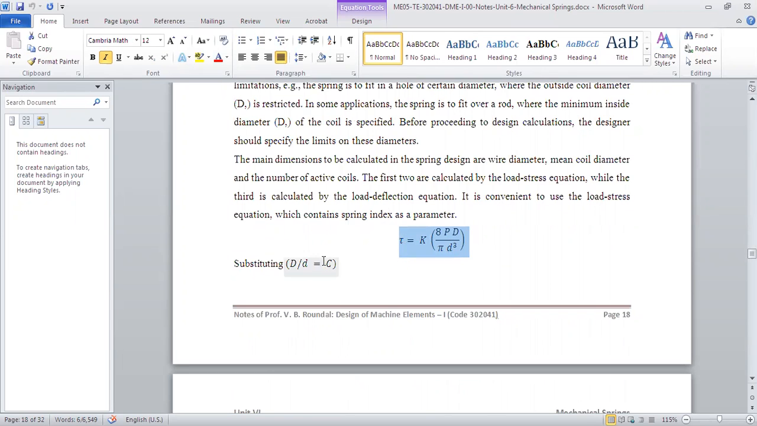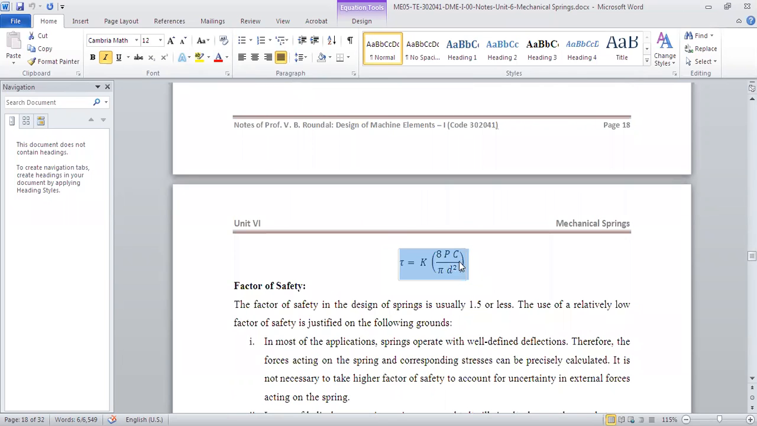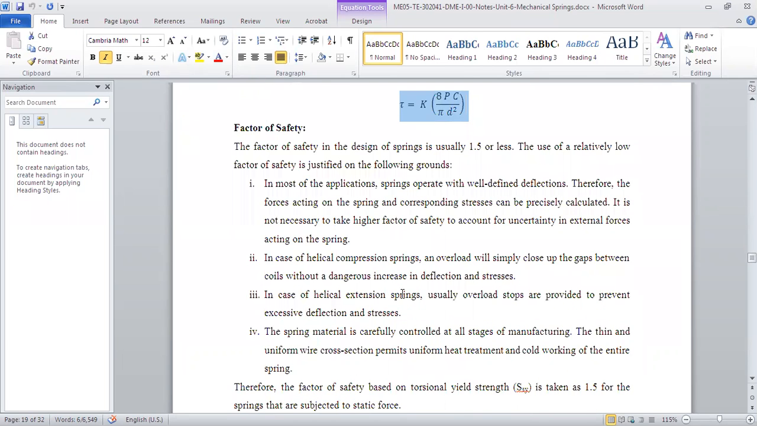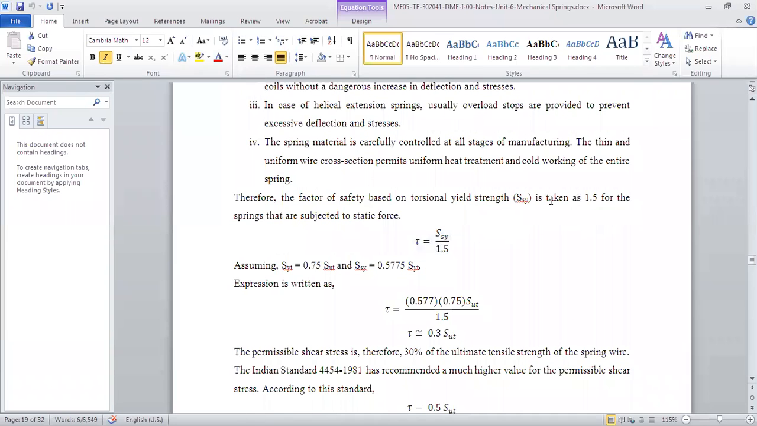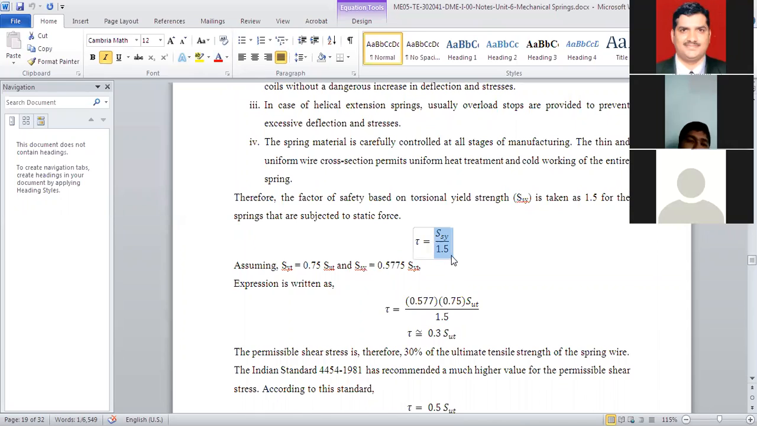Just now we have seen that C is the spring index, D by d. So tau we will get as 8 P C upon pi d square. Now, for the factor of safety in the case of springs, a low factor of safety is used, generally 1.5. Why? Because wherever we use springs, the load calculations are done more accurately. So if a factor of safety of 1.5 is taken, then the shear stress is equal to SSY upon 1.5.